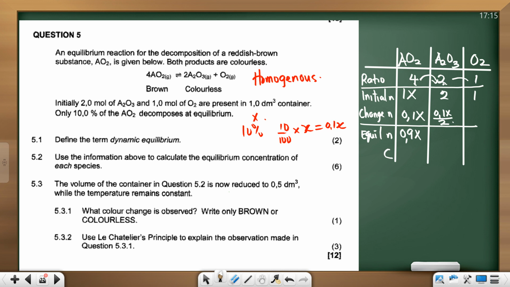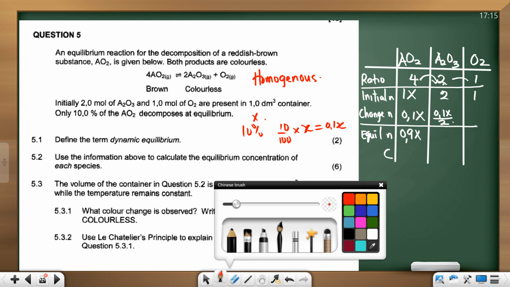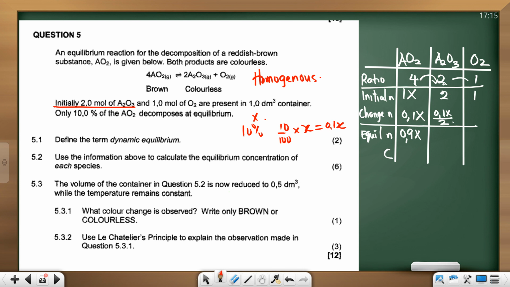But Anele, it's there. It's written for you: initially 2 moles, that's the 2, and 1 mole. It's there. Only 10% decomposed. It means 10% changed. 10% of X would give you 0,1. That's your 0,1X.